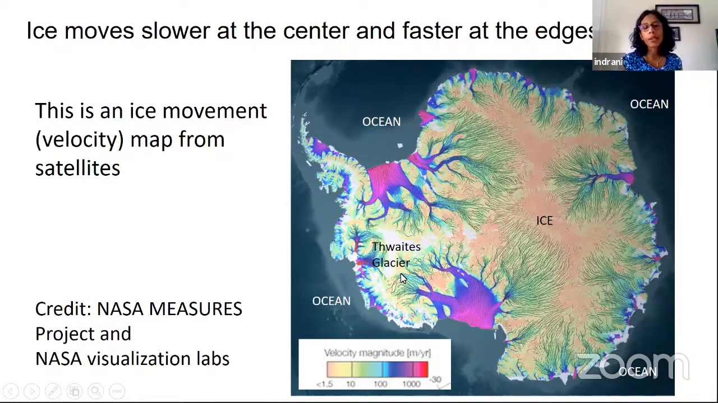And I talked about Thwaites Glacier. It's one of the fastest moving. Look at how its color is really red over here. So it's one of the really fast moving glaciers in all of Antarctica. And it's also huge. It's a big catchment, and I'll show it later.